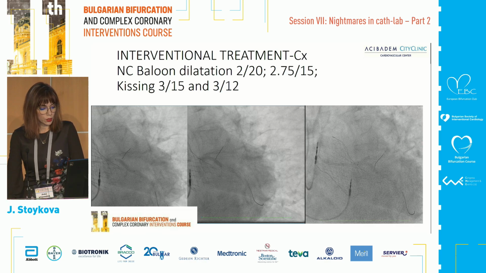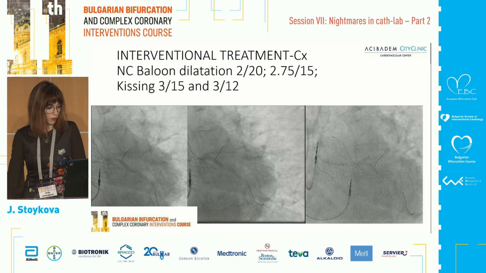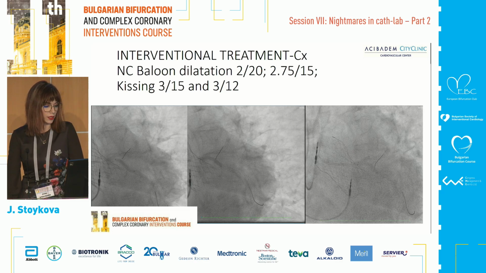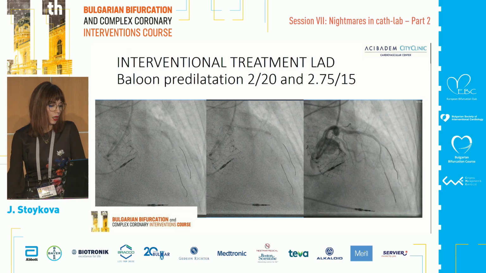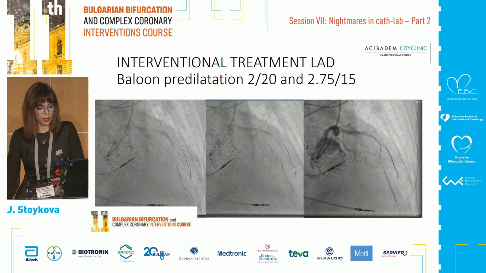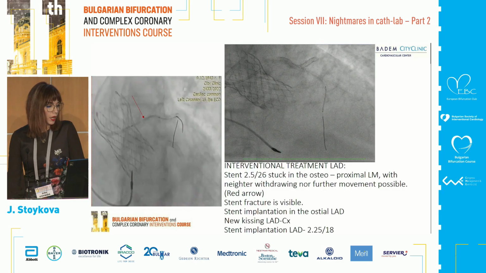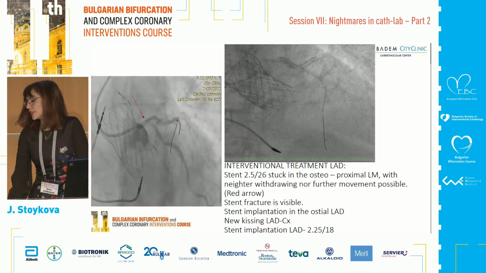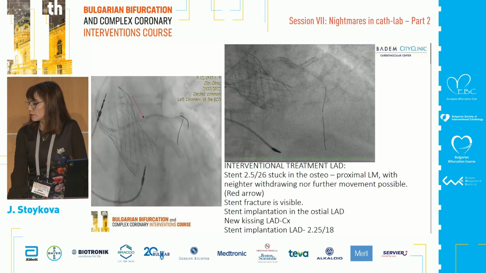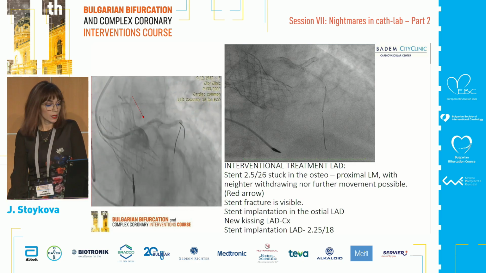So we proceeded with intervention of the circumflex. We put two guide wires in the LAD and the circ, a series of predilatations of the circ and kissing to the LAD. And after that, we predilated the LAD and the diagonal branch. And here, we tried to place a stent in the mid part of the LAD.